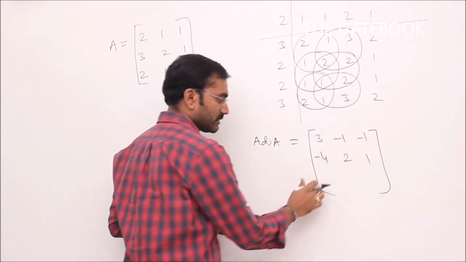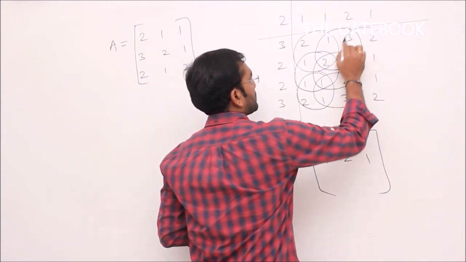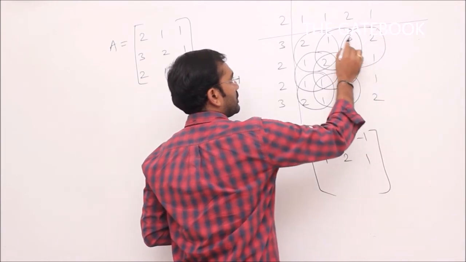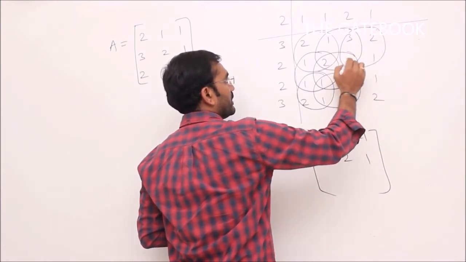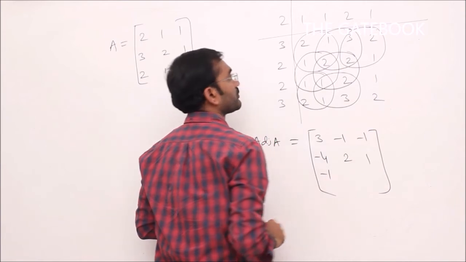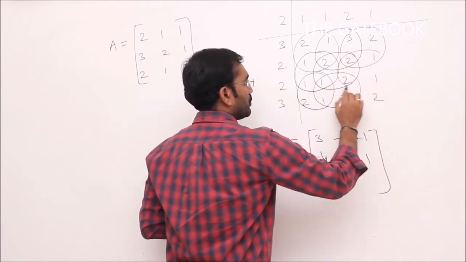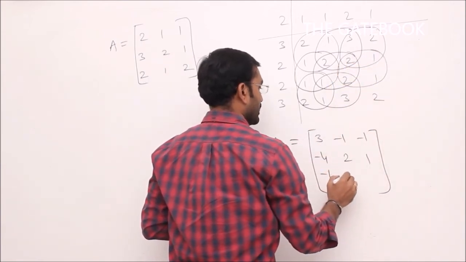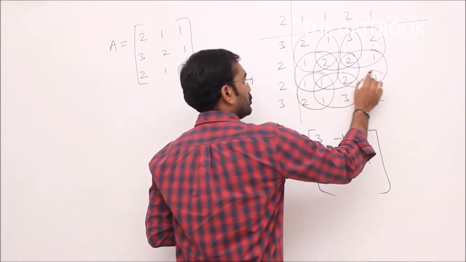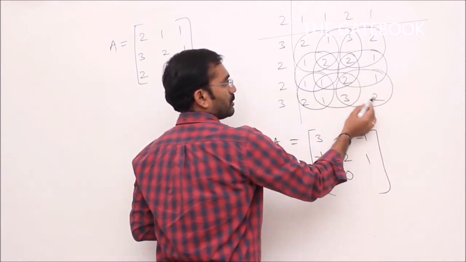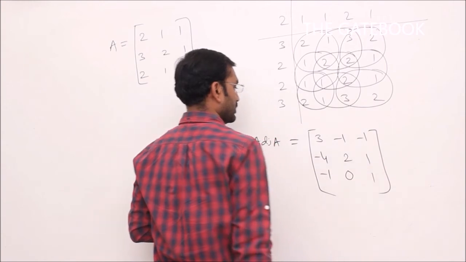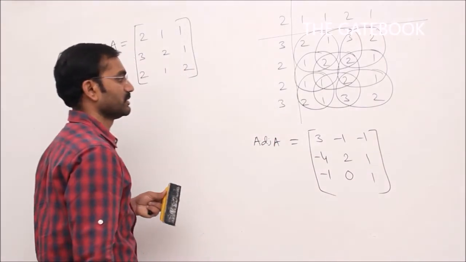Now to get the elements of the third row, finding det of this matrix 3 3 2 2 1, 3 minus 4 minus 1. Next 2 1 2 1, determinant value 0. 2 1 3 2, 4 minus 3 1. So that will give the adjoint A using a shortcut method.